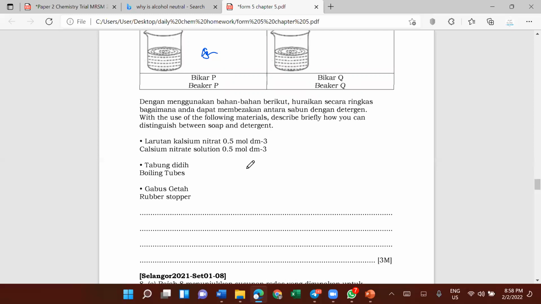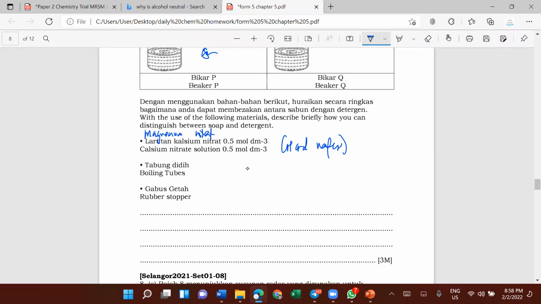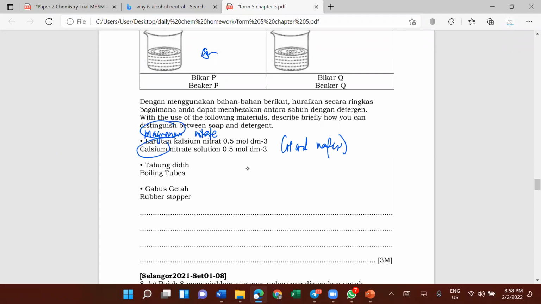What is my calcium nitrate solution? Hard water. Very good, exactly. That's my hard water. So in the exam, don't expect them to always say the words hard water. Maybe they can even write magnesium nitrate solution, and they will expect you to know it has calcium or magnesium. That is already your hard water.